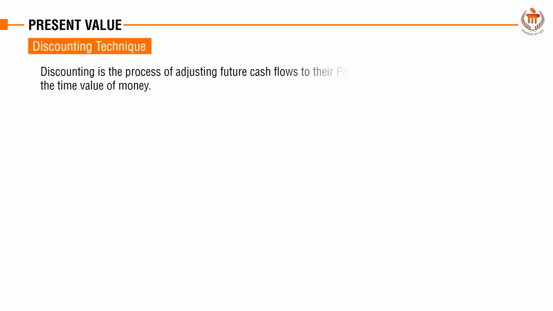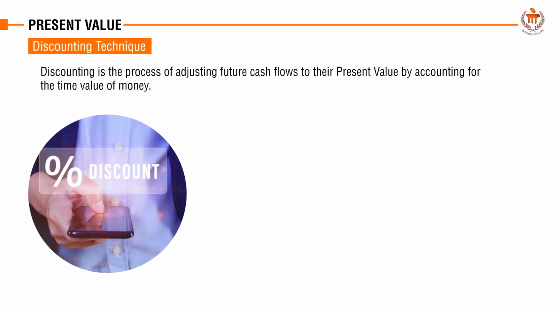So how do we bring future cash flows to the present to make them comparable? The answer lies in the concept of discounting. Discounting is the process of adjusting future cash flows to their present value by accounting for the time value of money. It shrinks the future value of money to reflect its worth today, factoring in time and risk.